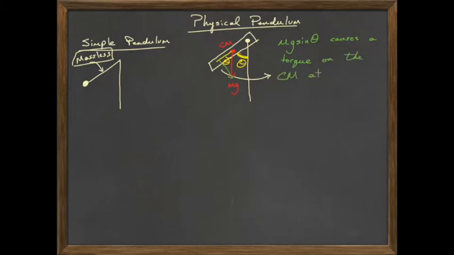And because it's a torque, we have to know the distance, and if you look at it, it's a distance, we'll just call it x, from the pivot point. So however far the center of mass is from the pivot point, that's our radial arm when we're calculating the torque.